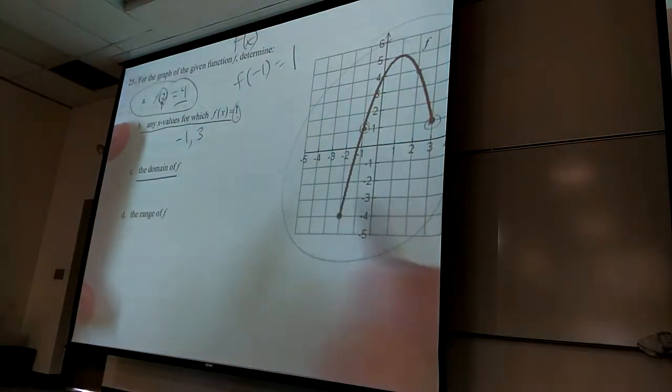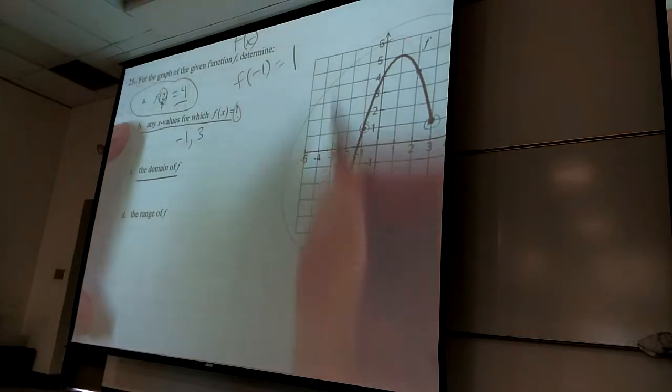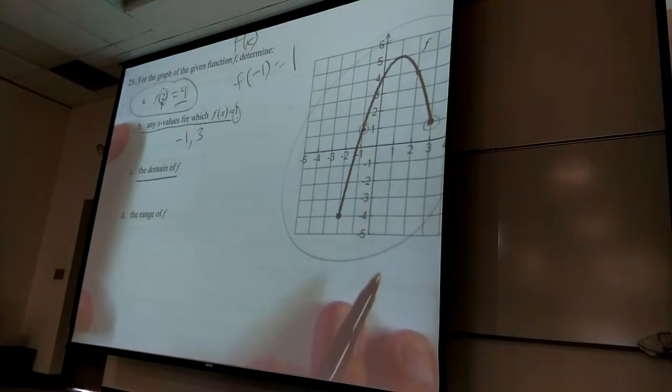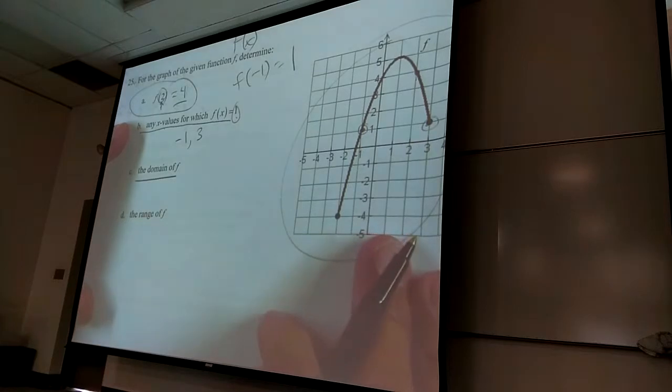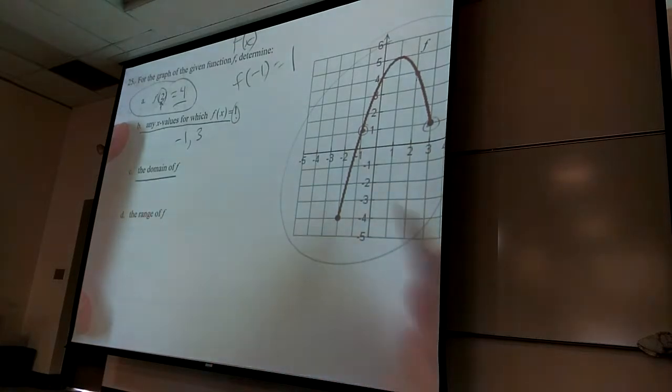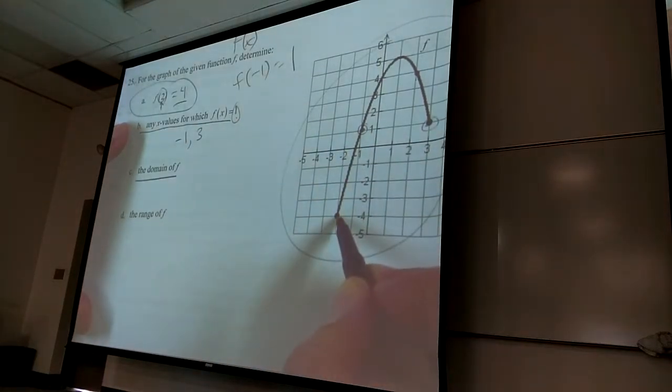So am I allowed to use -4? No. Why not? I don't have an output. Right, so what's the smallest x value I'm allowed to use? -2, because it has an actual output.